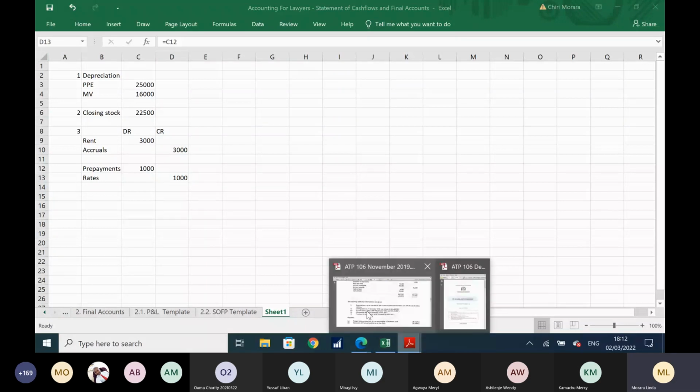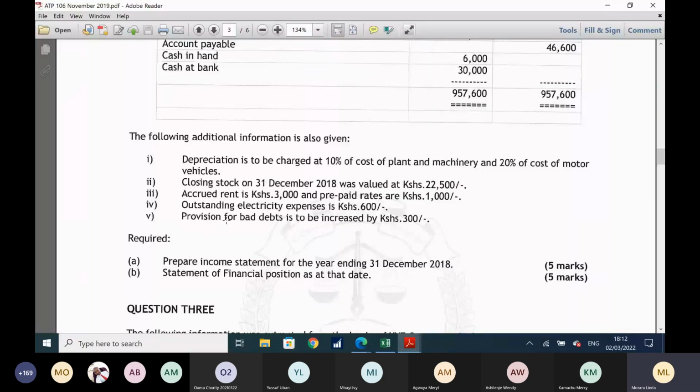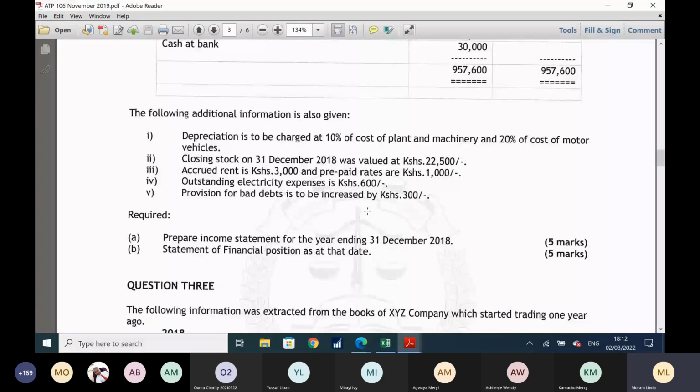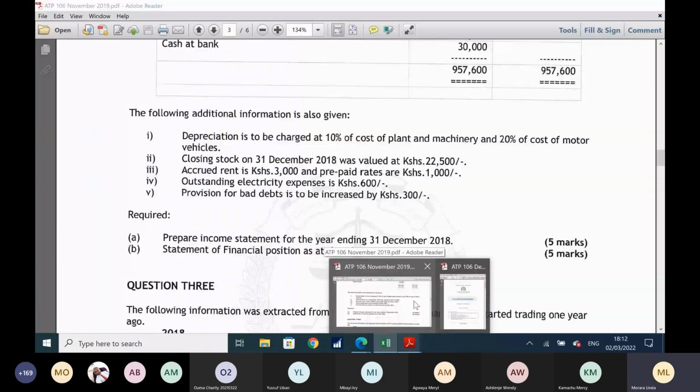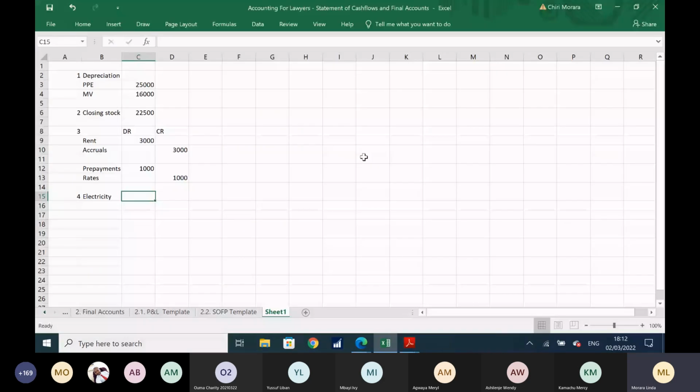We go to the next one. We have an outstanding electricity expense of 600 bob, which means that the electricity expense has not been paid, right? So that is an expense. So then you're debiting. That is number 4. That is an electricity expense. It's 600. Of course you're crediting, that is also an accrual because it's still outstanding, you've not paid for it, so that is why you're crediting your accrued expenses.